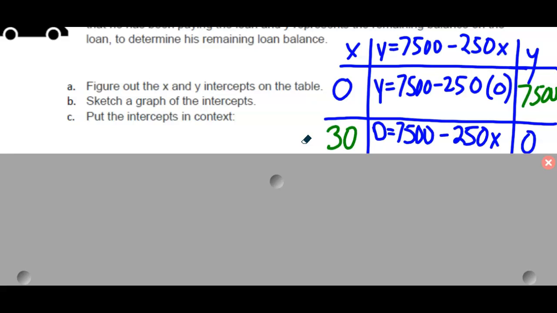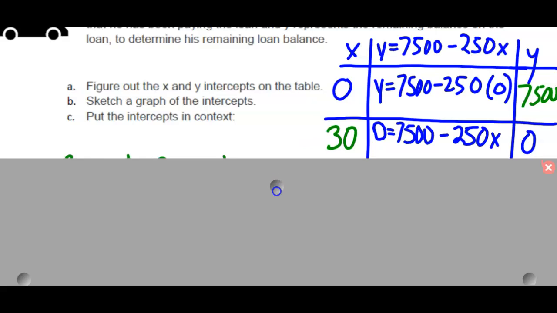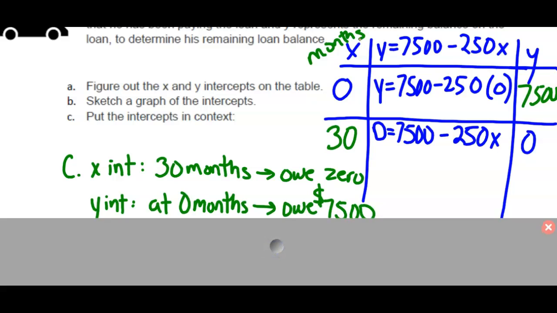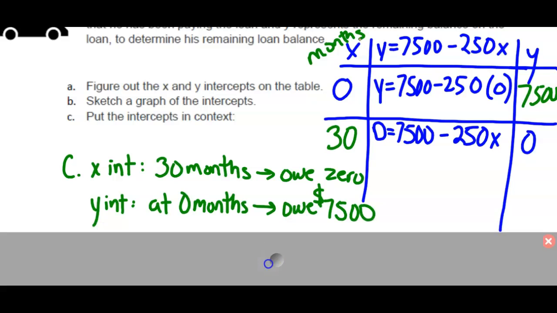Okay, let's talk a little bit about what the x and y-intercepts are, part C, and then we'll sketch a graph. So when I am looking at that, my x-intercept means that at 30 months, because x is number of months, right? I owe $0. Okay? And at 0 months, I owe $7,500. So that's what my intercepts mean.